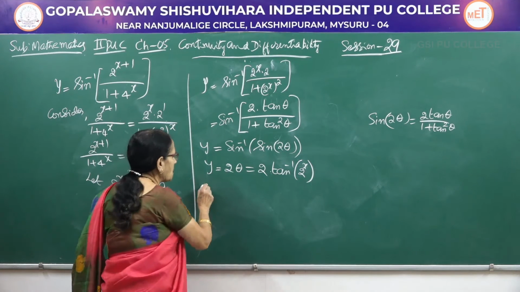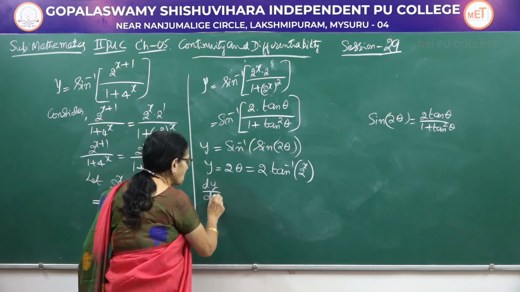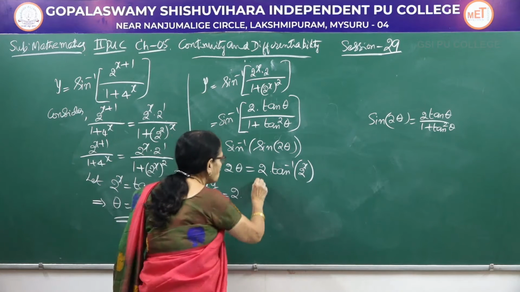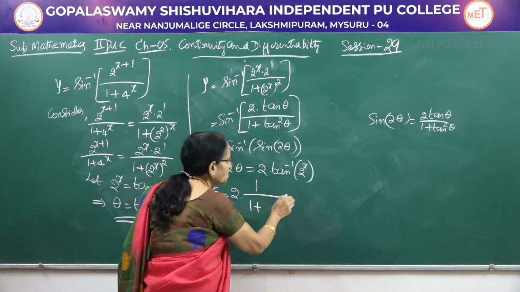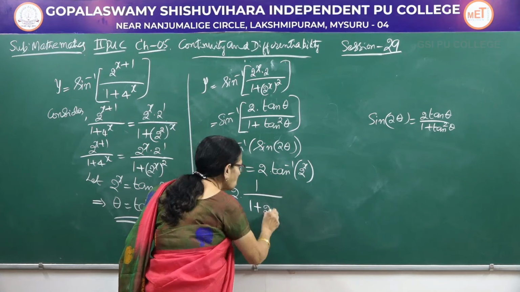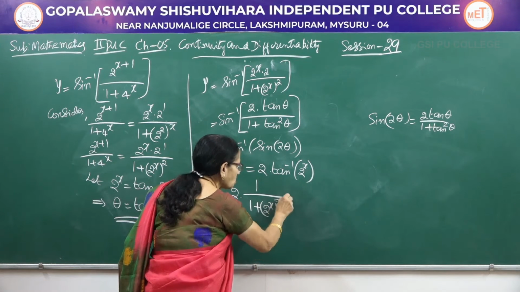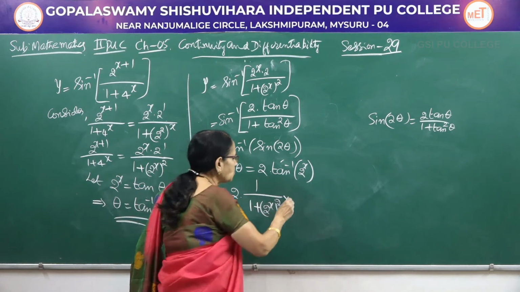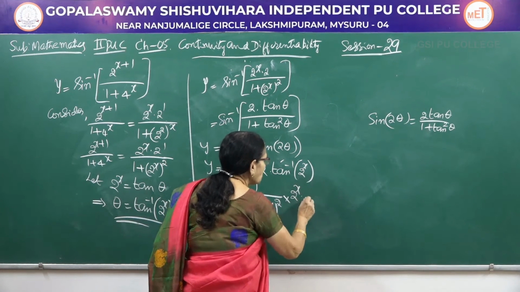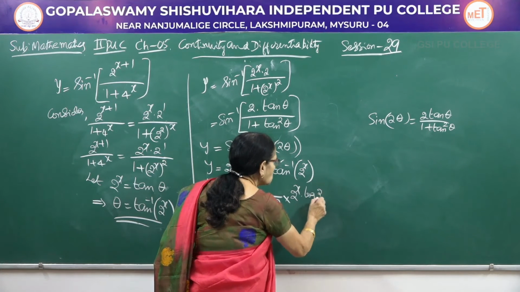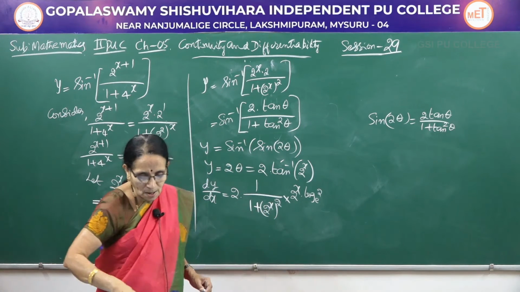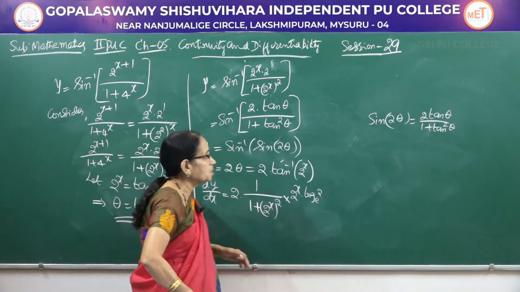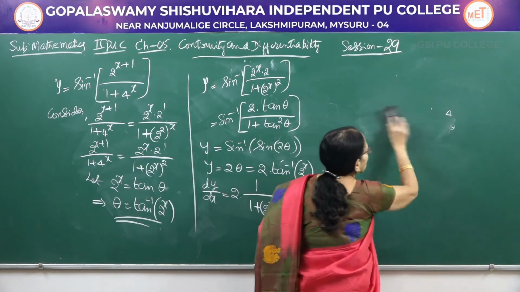Now differentiate. Dy by dx equal to 2 into the derivative of tan inverse of x. What's the formula? 1 over 1 plus x square. X means it is 2 to the power x the whole square. So this part is over. For 2 to the power x, we have a separate formula. It is 2 to the power x into log 2 to base e. I am using the formula, a power x into log a to base e.